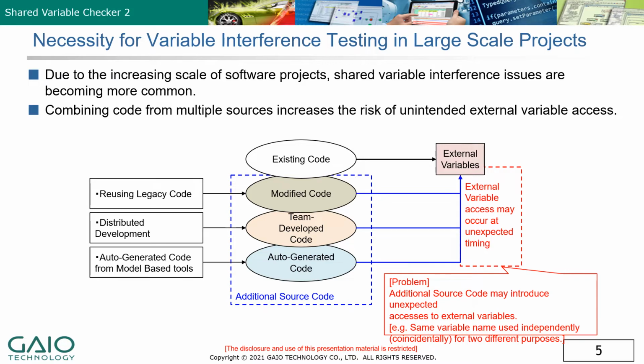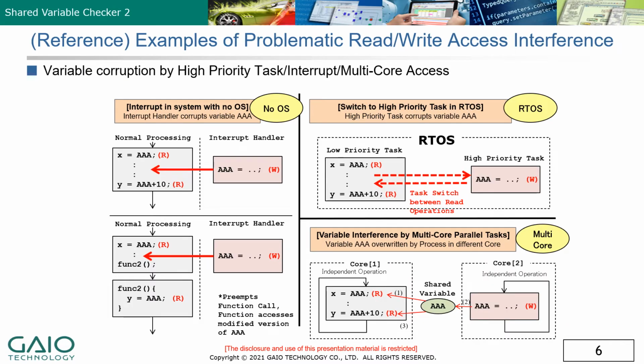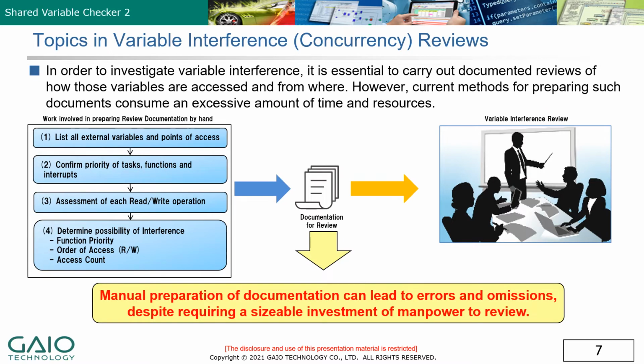When software from different sources is combined, there is a risk of interference between different modules due to incorrect use of external variables. Some examples of this kind of interference include high priority tasks or interrupts overriding lower priority tasks, or badly managed access through multiple cores in a processor. To prevent problems of this nature in software, it is necessary to investigate the use of such external variables to ensure that none of the problems described are at risk of occurring.